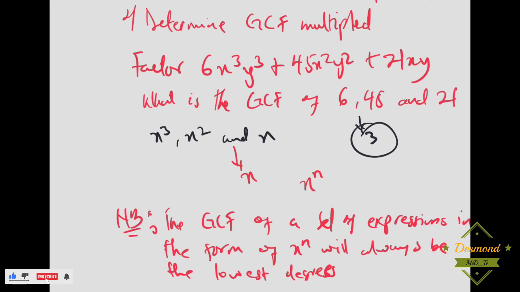Now we find the GCF of the numbers, which is 6, 45 and 21. And with the variables, we have two variables in the expression.